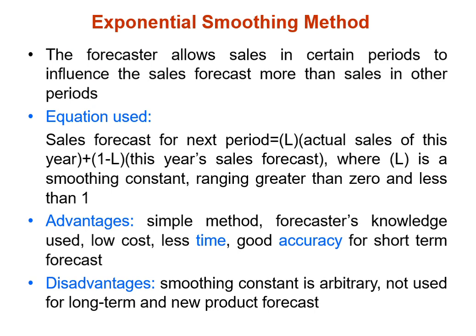Exponential smoothing method is fully based on the formula equations we have. In the sales forecast for the next year, it uses the actual sales of this year minus the latest forecast. This is a constant, where it is greater than 0 and less than 1.